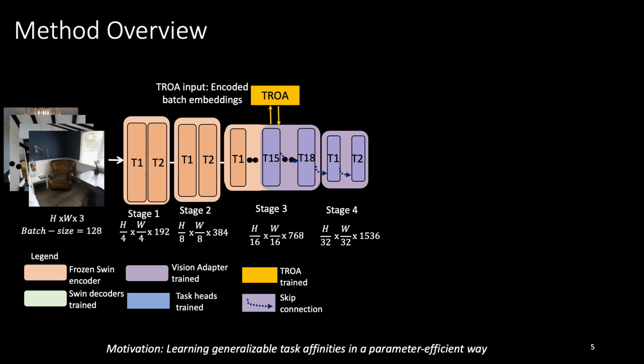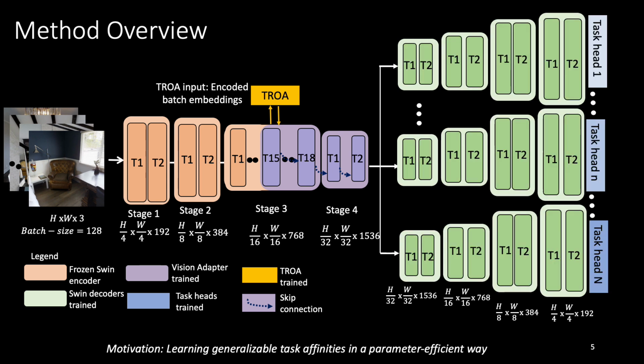Once the task representations are learned in the encoder, they are passed down the decoders and through the respective task heads to achieve the predictions. Now the main contribution of this work are the adapters in purple, which use TRUA. So what is TRUA?